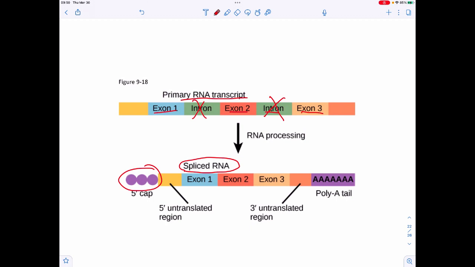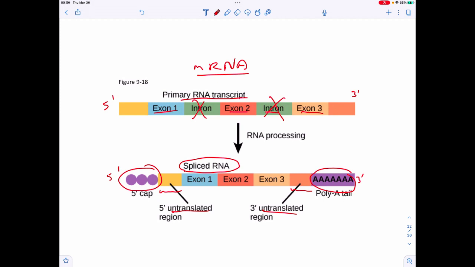But also, most curiously, we have these regions on the two sides, the 5 prime end and the 3 prime end, that do not undergo the next step. They are not translated. They do other things. This process here is for mRNA. So when we talk about exons and introns, we're only talking about mRNA. We're not talking about other things.